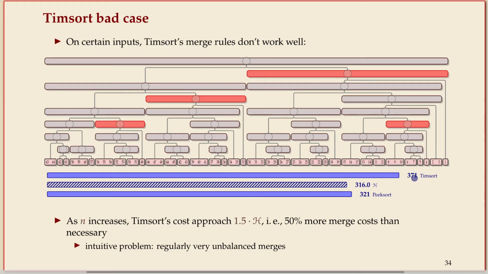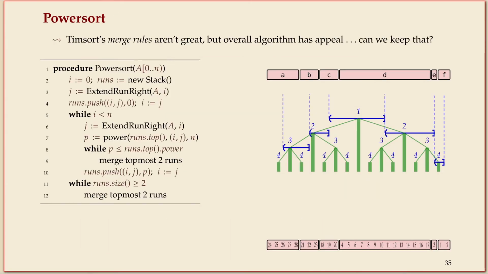In this case, it's 370 against 320. It's not 50% yet, but if you increase the size, this is just a handful of elements. So something's broken there, and you can do it differently that works better. That's what Powersort tries.